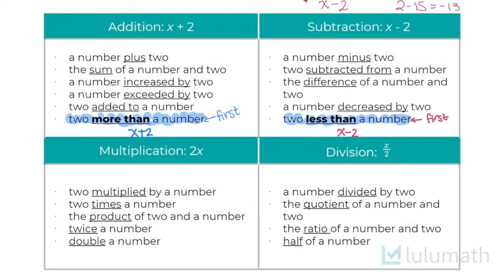A couple other things that I want to bring your attention to are twice a number and double a number right here. This is not any kind of multiplication. It's only multiplication by 2, but we put it on the list because that tells us that we have to do some multiplication. And same thing with this half of a number. It's not any division. It's specifically division by 2. But again, I put it on the list because it is a word that implies division.